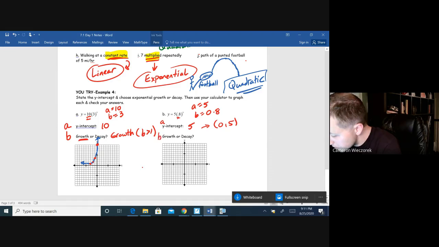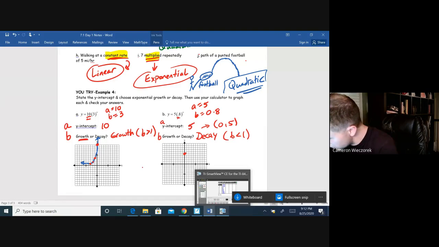Growth or decay is determined by the B value. The B value here is equal to 0.8. Since that's less than 1, this is going to be decay. That's because B is less than 1. Okay. So to graph this one, the y-intercept I can add on the graph right away. There's my dot at 0, 5.